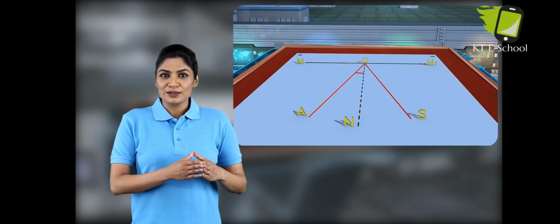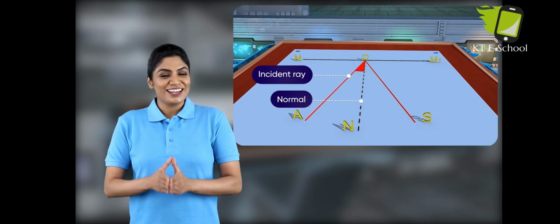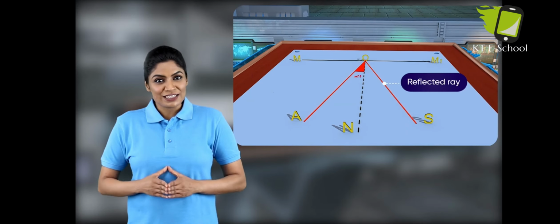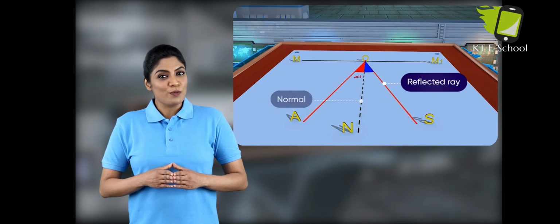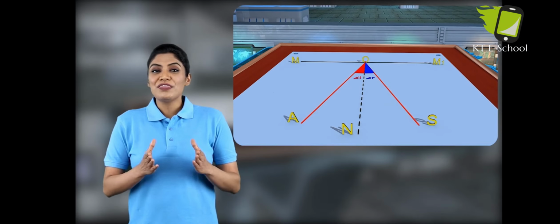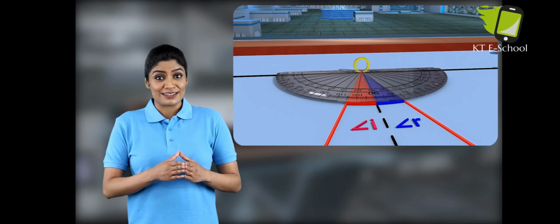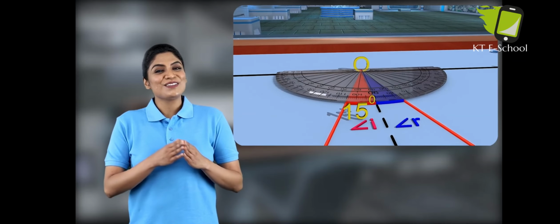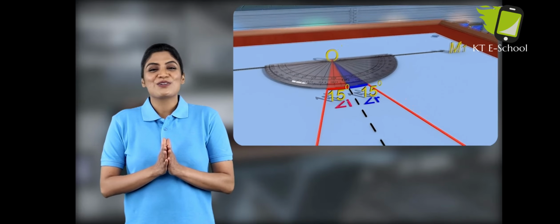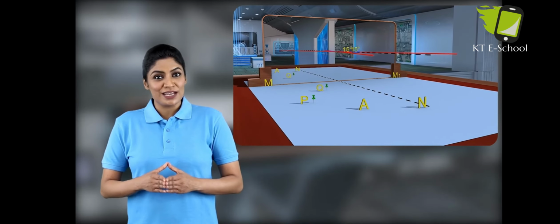The angle between incident ray AO and normal ON is the angle of incidence. The angle between the reflected ray OS and normal ON is the angle of reflection. With the help of a protractor, measure the angle of incidence, that is, angle I, and the angle of reflection, that is, angle R.